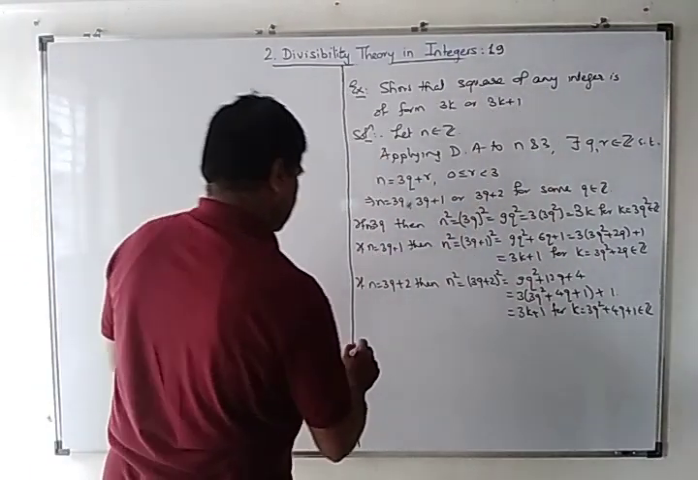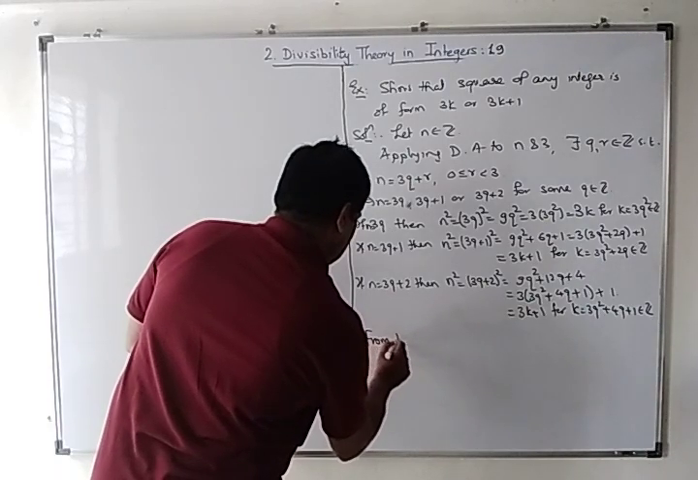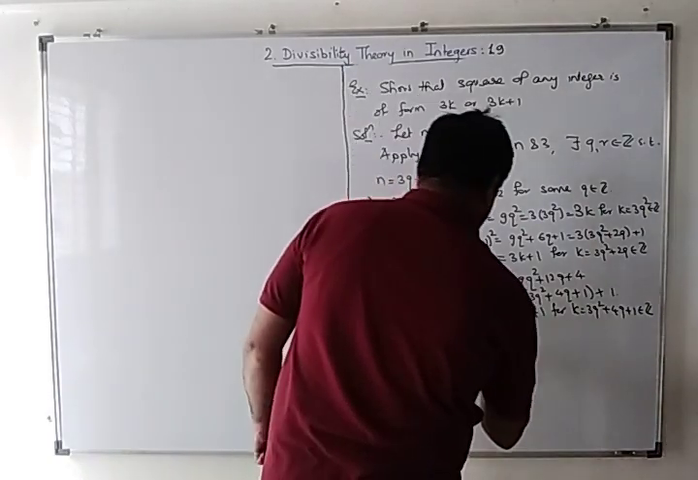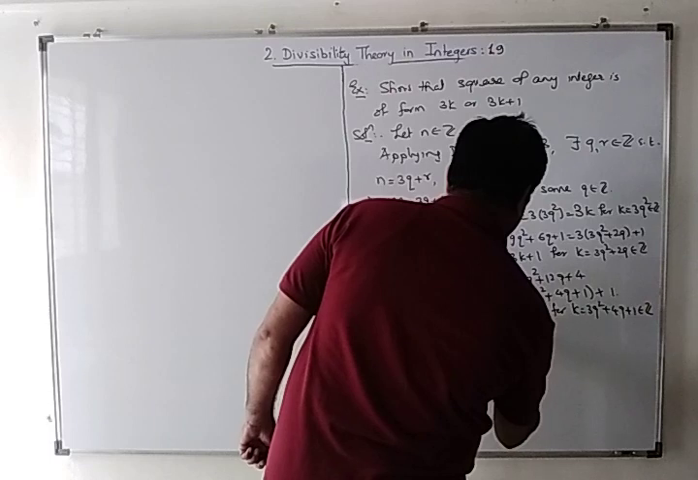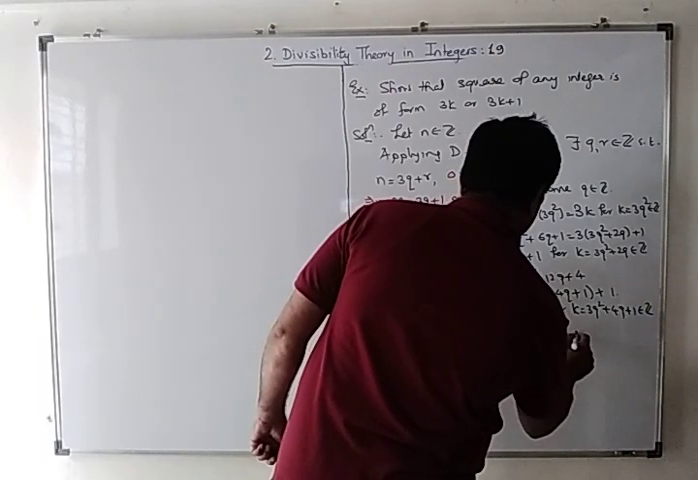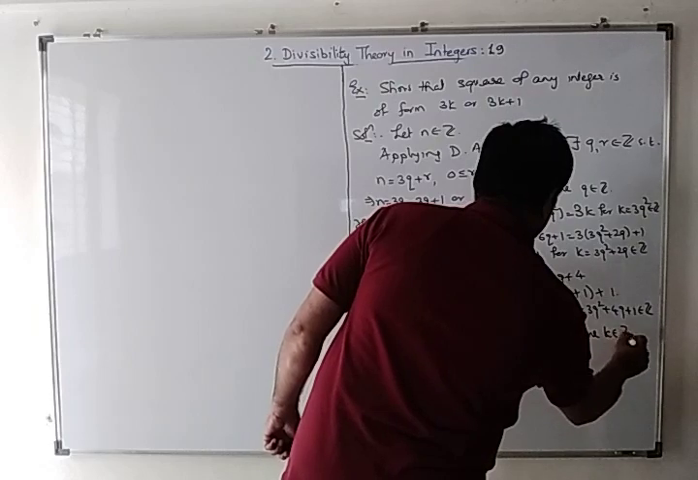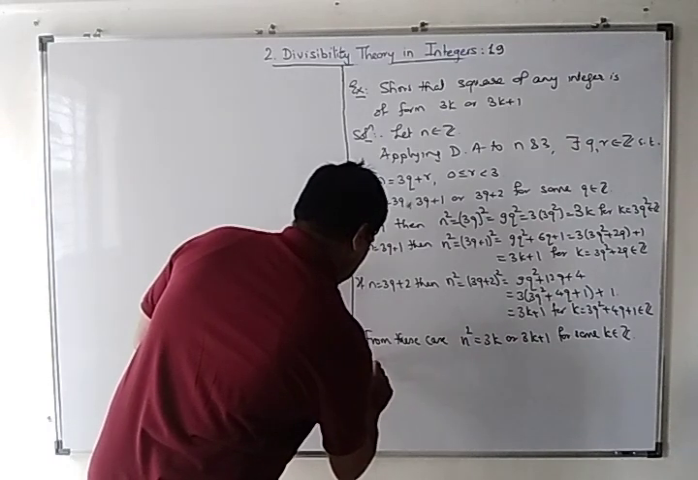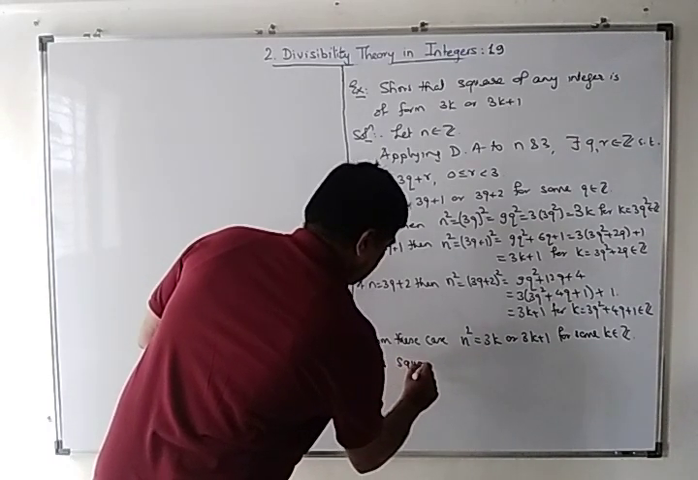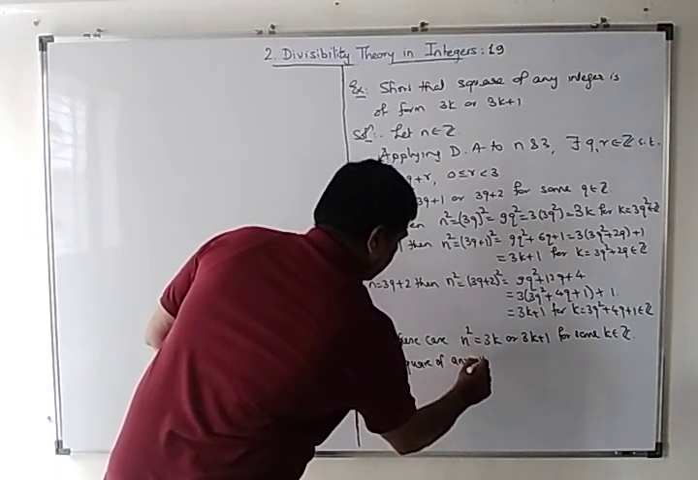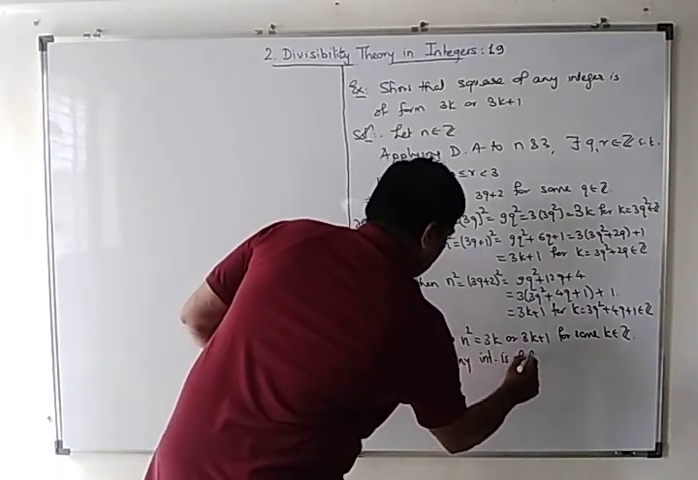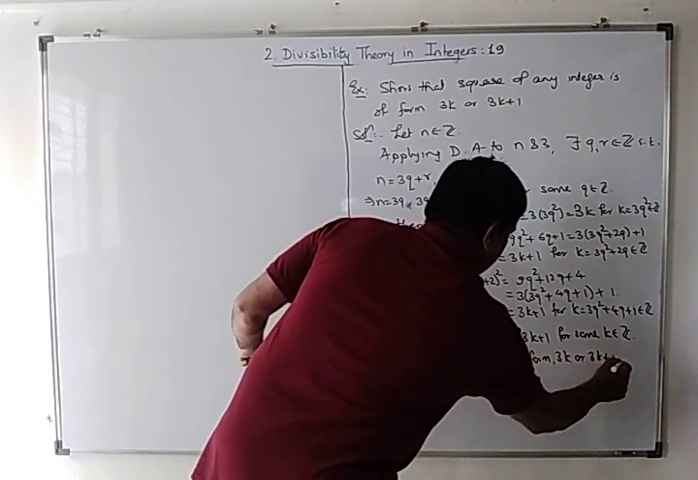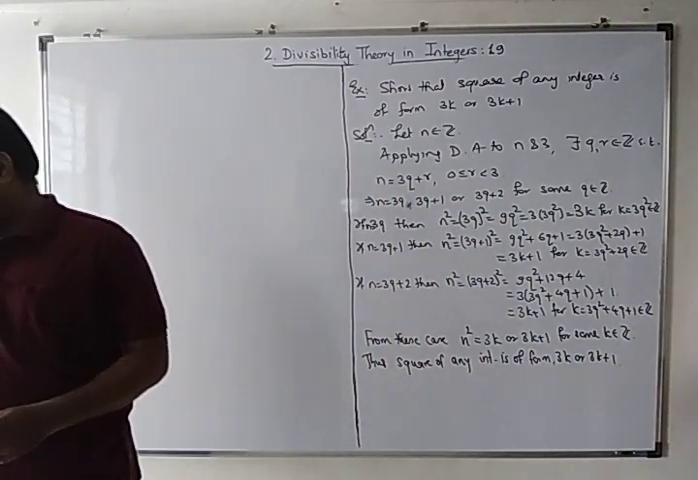From these cases, n square is equal to 3k or 3k plus 1 for some k belonging to Z. Thus the square of any integer is of the form 3k or 3k plus 1.